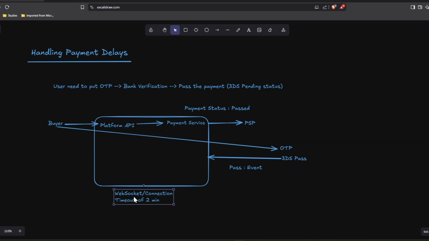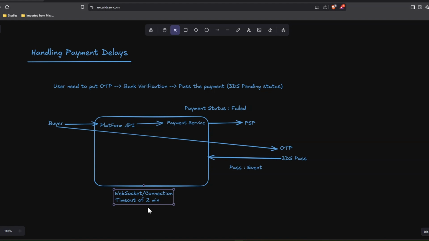Similar kind of thing, because a WebSocket connection is a little expensive. So it will keep on listening on this connection for 2 minutes. If in 2 minutes nothing happens, then by default it will just close the connection and mark the payment status as failed, in case the WebSocket failure happens, or even if we get a payment status failure.